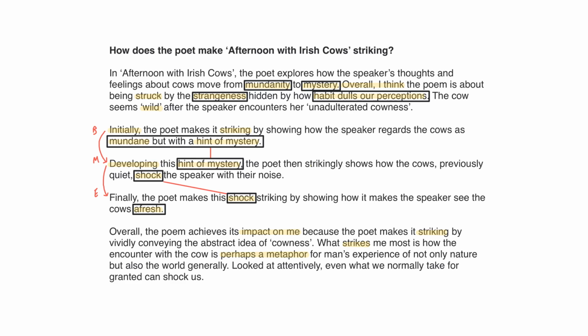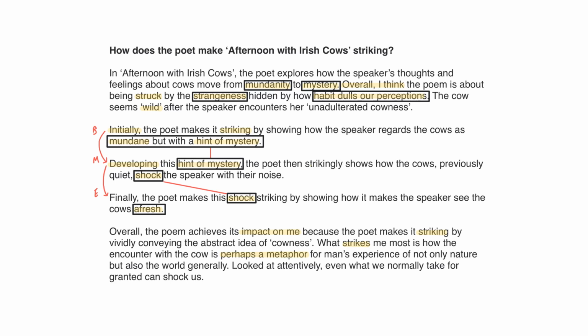Each topic sentence should really have a theme or idea that your paragraph is going to be about. So I've gone for mundane, but also slightly mysterious by the end of the first section of the poem. Then going from mysterious to more shocking. And then at the end, what is the impact of that shock? Well, he starts to reconsider his ideas about the cows.